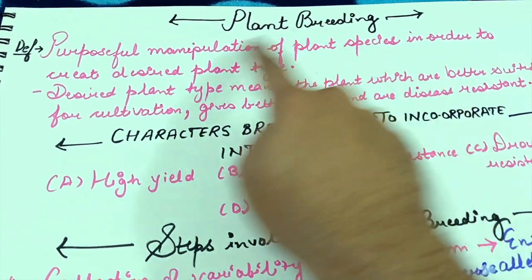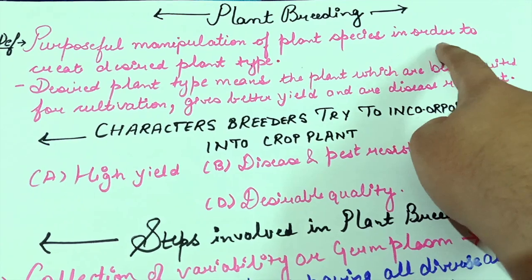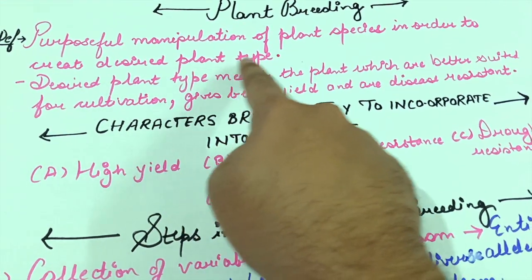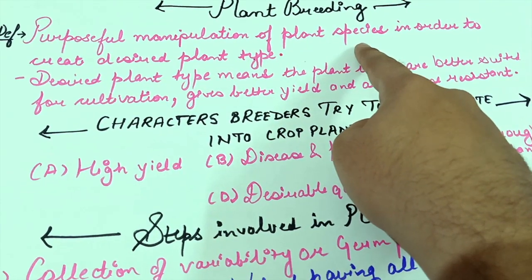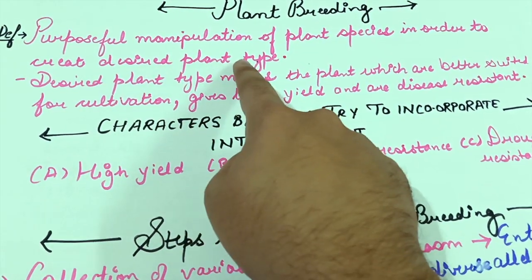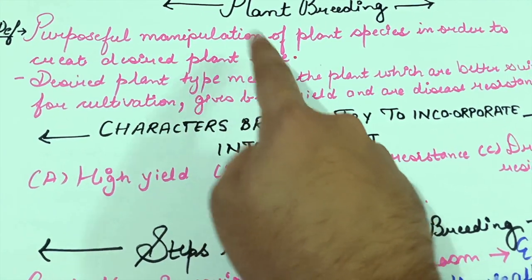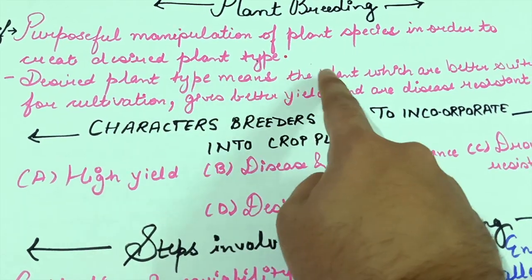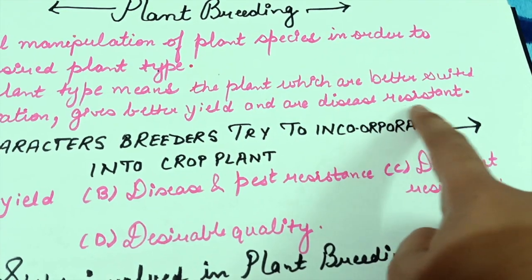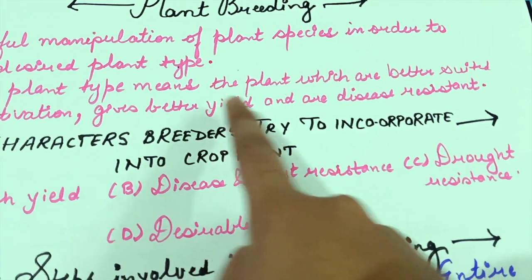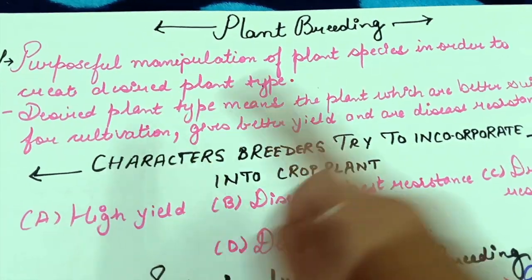Plant breeding is purposeful manipulation of plant species in order to create desired plant type. So if we purposefully manipulate plant species so that we can create desired plant type, it is known as plant breeding. What do you mean by desired plant type? Desired plant type means a plant that gives better yield, is disease resistant, and is better suited for cultivation.